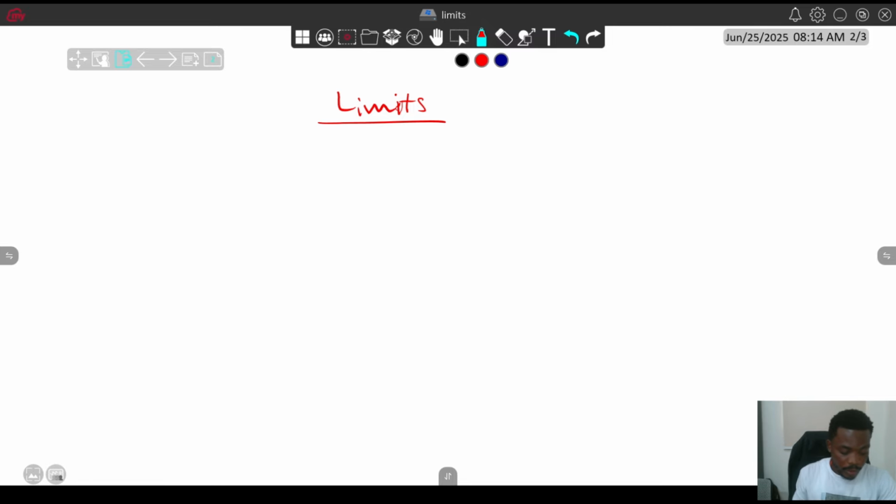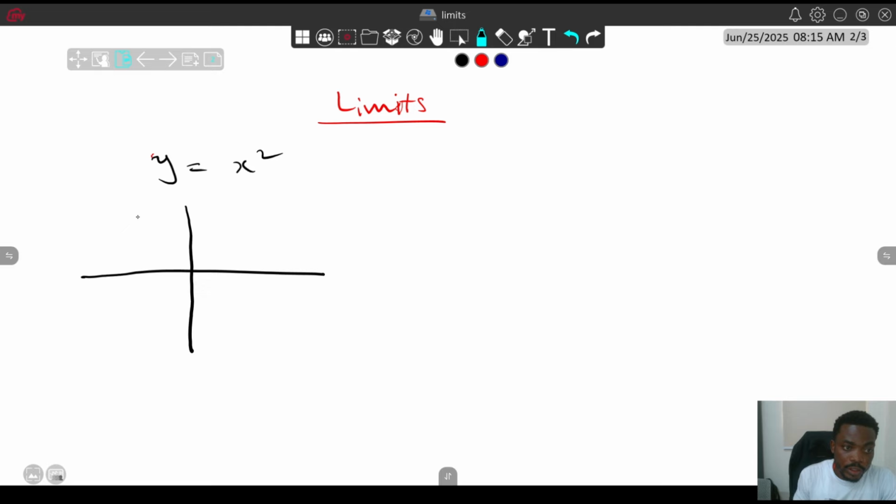For limits, let's consider this function. Say we have a function y equals x squared. If we graph this function, this is a rough sketch, so keep in mind that this is just a rough sketch.